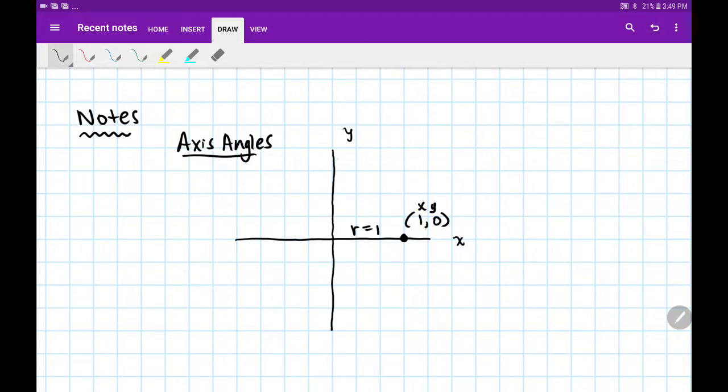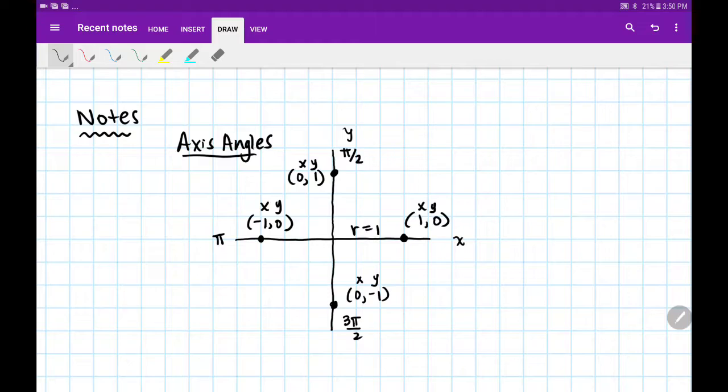At 90 degrees, or I'll label that pi over 2, that is where x is 0 and y is 1, because we're going up 1 unit on the y-axis. At 180 degrees, or pi, our x is -1 because we're going back 1 unit, our y is 0. And then finally, at 3 pi over 2, or 270 degrees, our point would be (0, -1), x being 0 and y being -1.